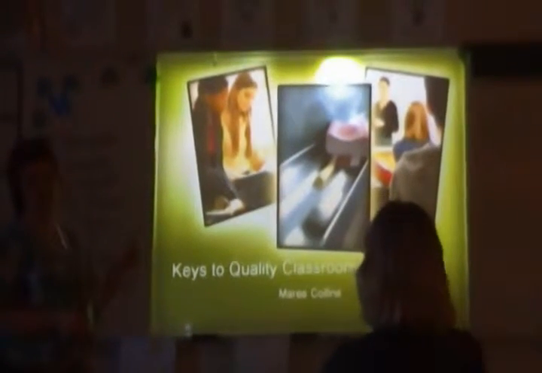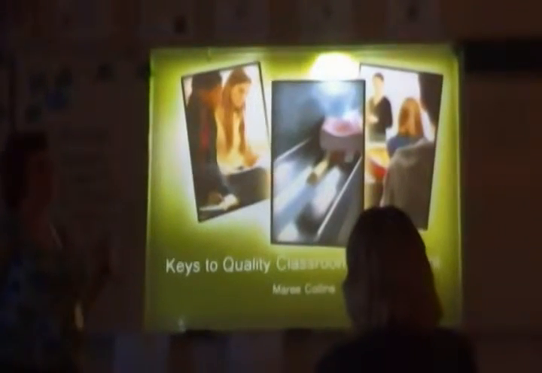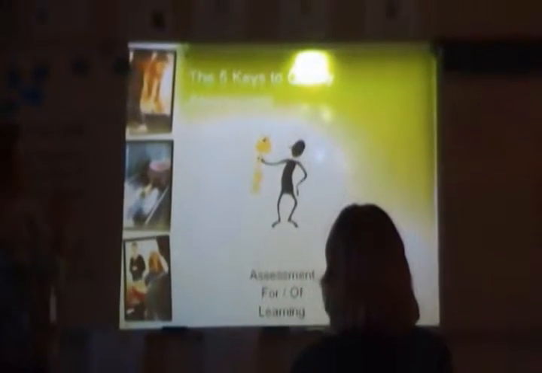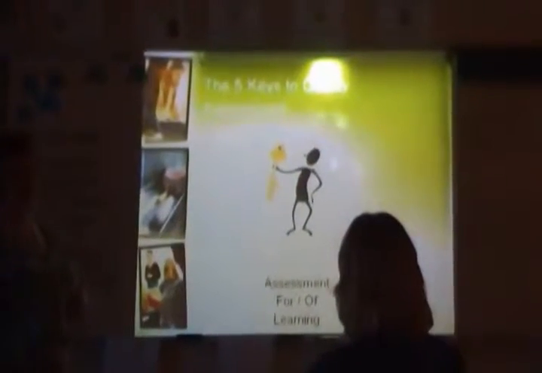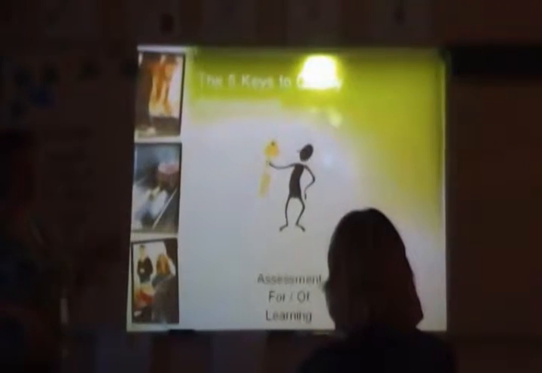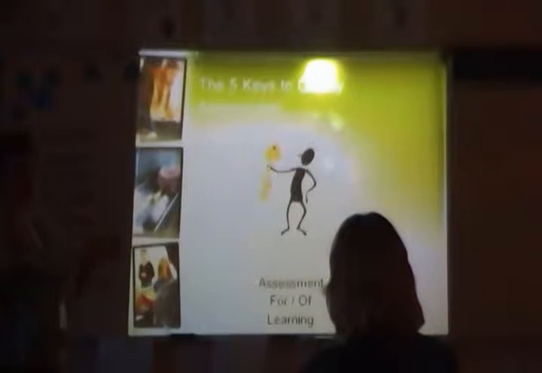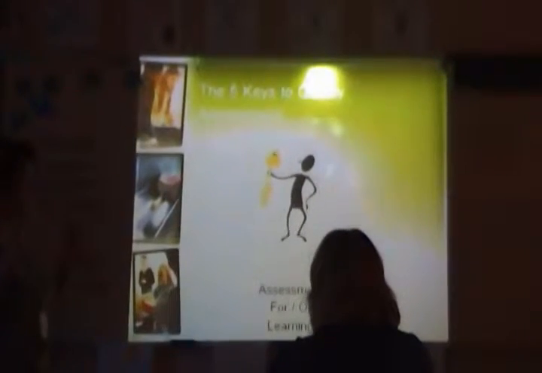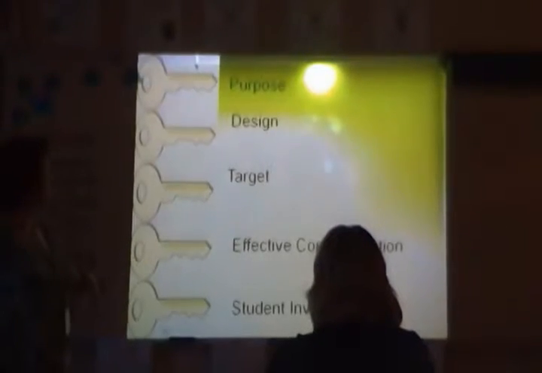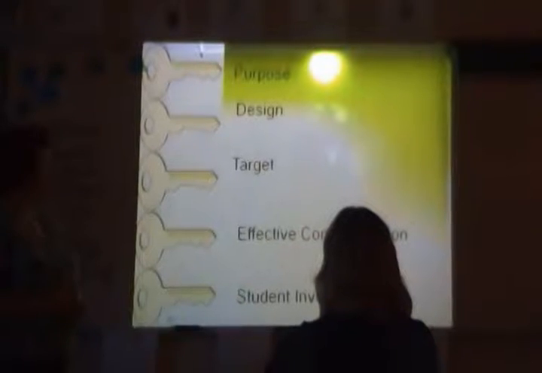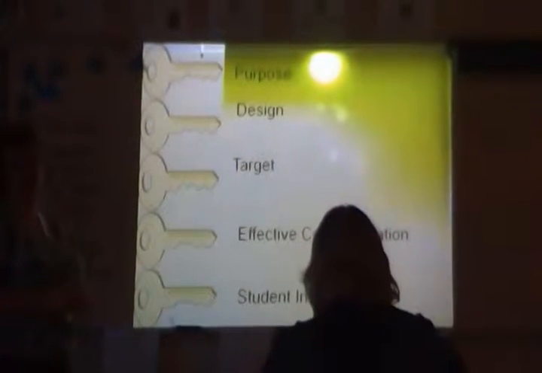Let's talk about the keys to quality classroom assessment. The book that we've been reading covers the 5 keys to quality assessment, and it really focused on our assessments for learning and our assessments of learning, and making sure that we have a balanced mix of both and making sure that we are using both. The 5 keys are purpose, design, target, effective communication, and student involvement.